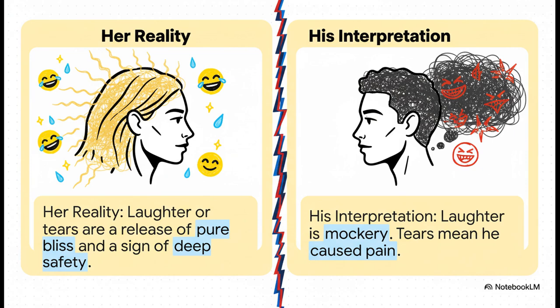So in her reality, she's experiencing a release of pure ecstasy. But his internal script, his old programming, completely misreads the data. He interprets her laughter not as bliss, but as mockery. He sees her tears not as a release of old pain in a safe space, but as new pain that he just caused. He's not seeing her reality at all. He's seeing a projection of his own fears and insecurities.